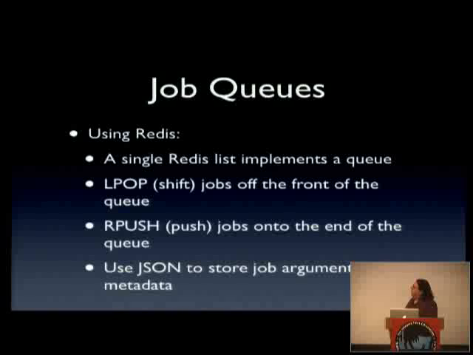So here's how we will implement a queue using Redis. We'll use a single list. That'll be our queue. We have already seen that we can pop items off, or rather shift items off the beginning of a list and push them onto the end. We can use JSON to store all the arguments and metadata we need to run the job in Redis. And you don't have to use JSON. You can use whatever you want. I really like JSON, though.